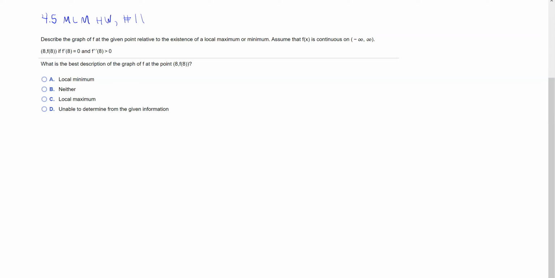This is question number 11 from the 4.5 MyLab math homework about absolute extrema. In this problem, we're given some clues, and then we're being asked to figure out whether there's an absolute extrema based on these clues. So here are our three clues.